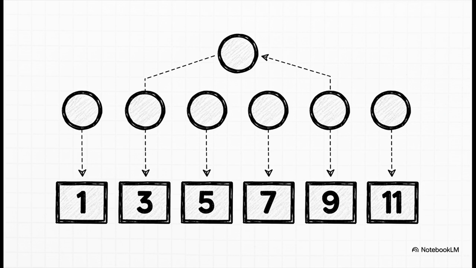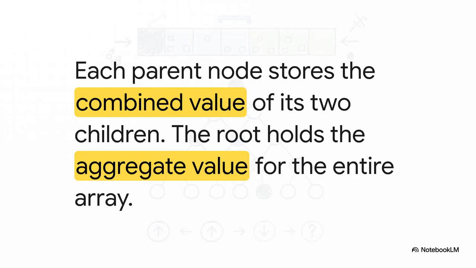to 11. Okay, now here's the magic. This is the core idea. As we move up from the leaves, each parent node stores the combined value of its two children. So a node above 1 and 3, well, that's going to store their sum, which is 4. A node above 5 and 7 would store 12. You see? We keep doing this all the way up to the single root node at the top, which holds the grand total for the entire array, in this case, 36.